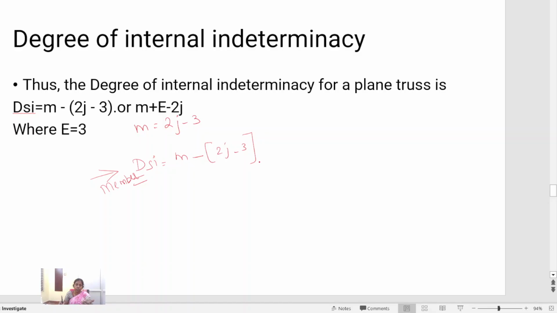So m minus (2j minus 3), which is m minus 2j plus 3. And if you order this, m plus 3 minus 2j. So what is m? Number of members. What is 3? It is the available equations, 3 equations, minus 2j. So we can write this m minus 2j minus 3 in this form: m plus e minus 2j.